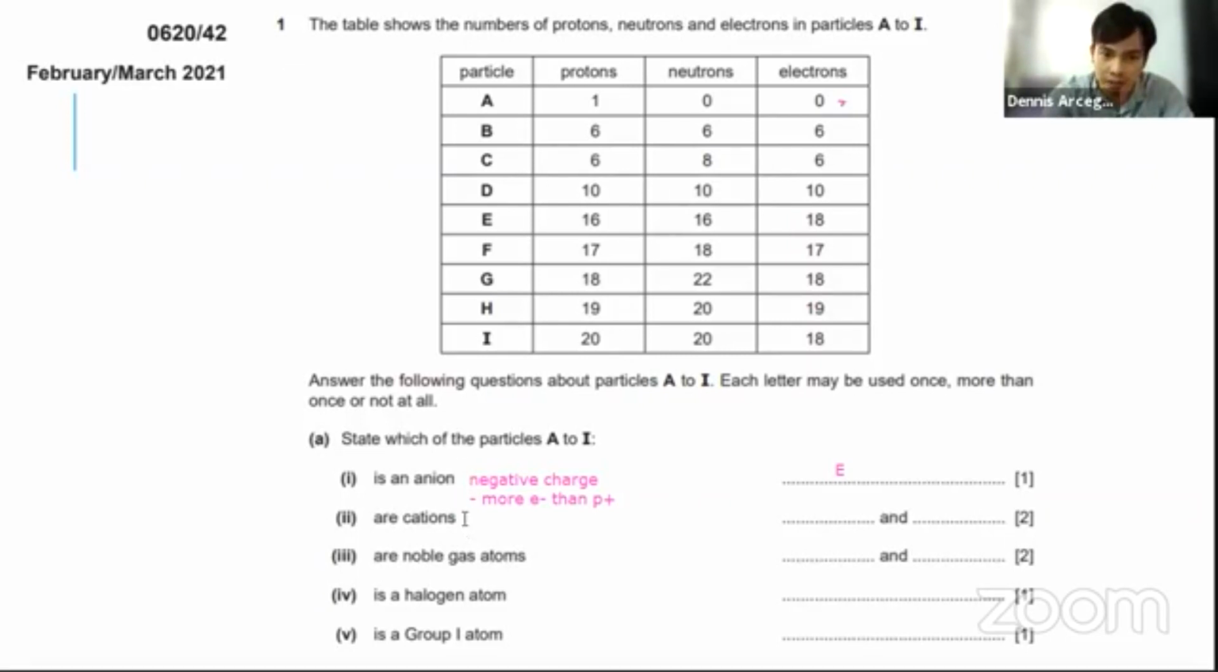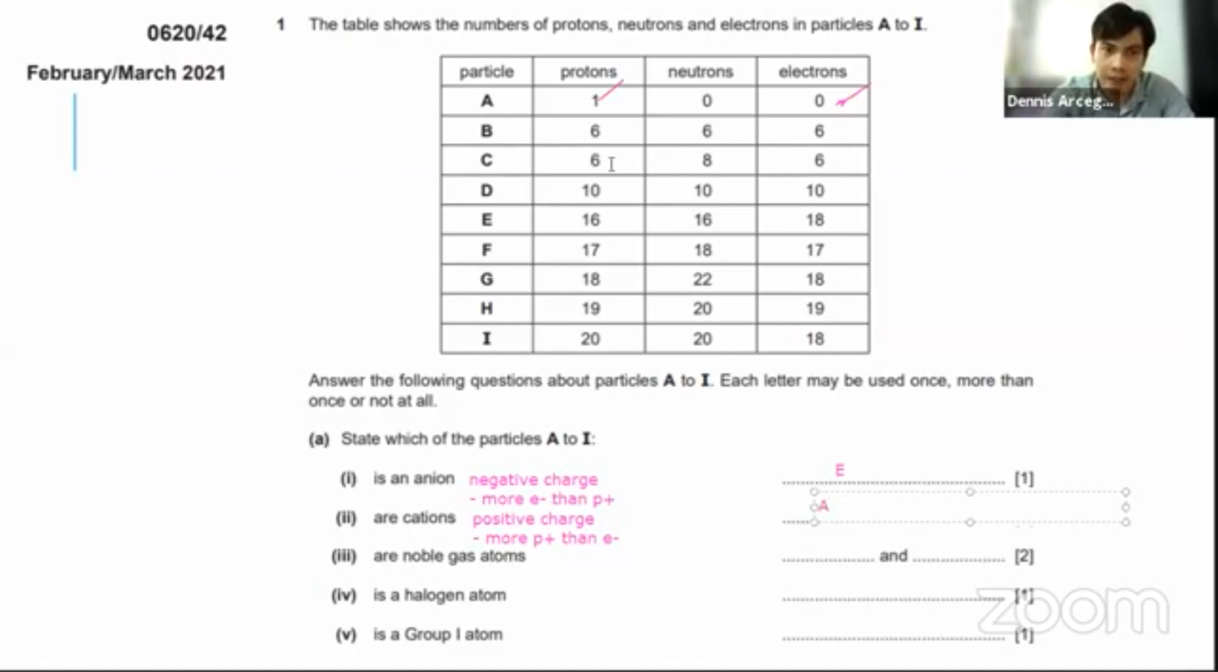Next is cations. Cations mean positive charge. If it's positive charge, it means more protons. It has more protons than electrons. If you take a look at this one, you should see that you have two answers for this one. Letter A has more protons than electrons. So letter A.